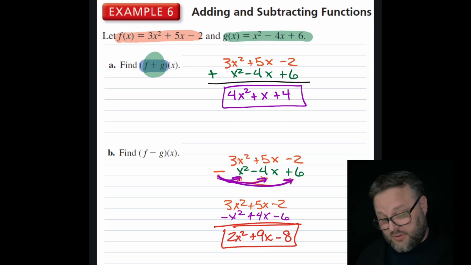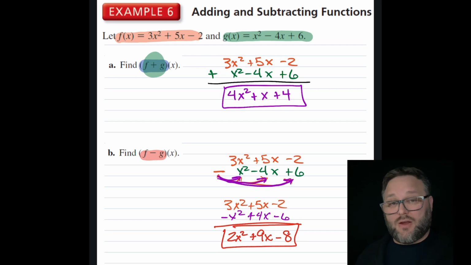And I knew to subtract because this notation here showed me I take whatever f is and I subtract whatever g is. Whereas before when I added, I got 4x squared plus x plus 4.